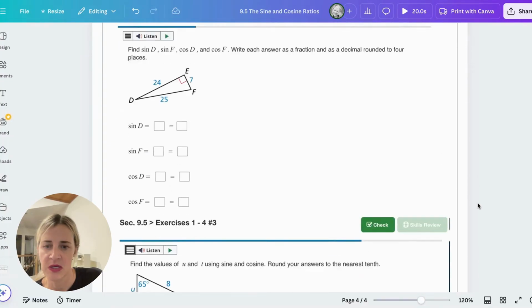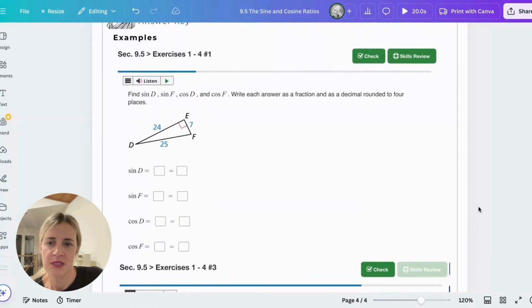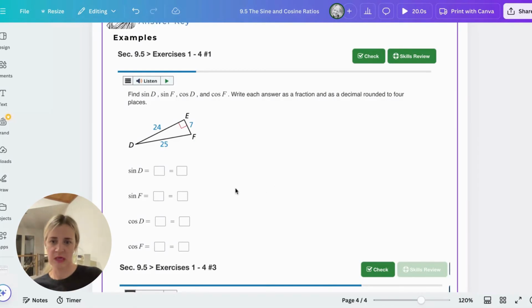All right, so it looks like we just have two quick problems. The first wants you to find the sine of D, sine of F, cosine of D, cosine of F. Write each answer as a fraction and as a decimal rounded to 4 places. Fun. Okay, so let's start with D.